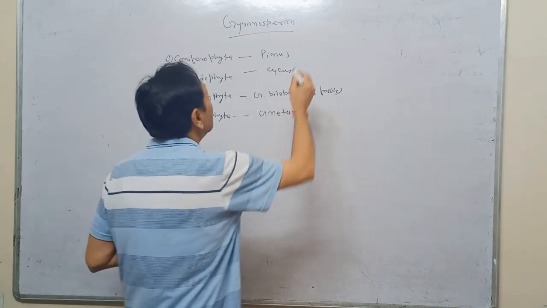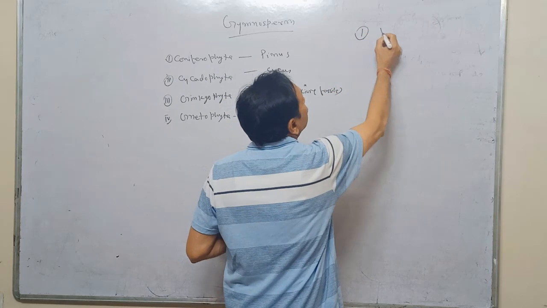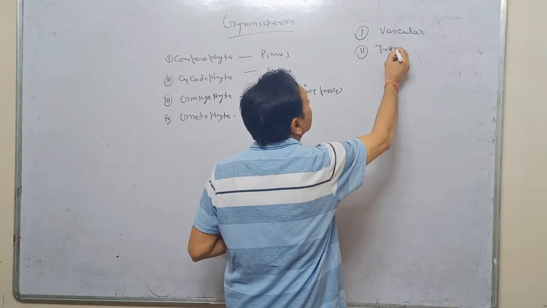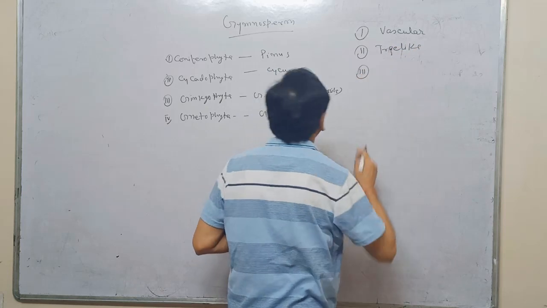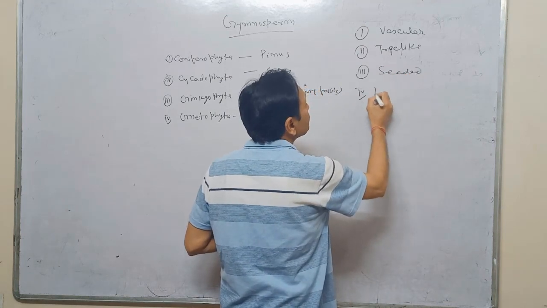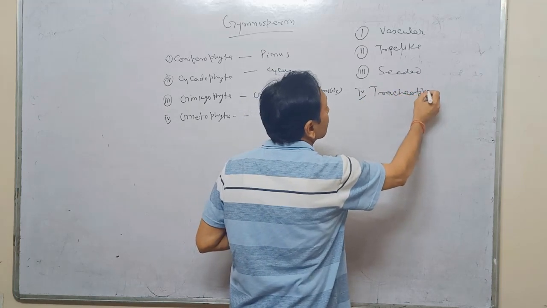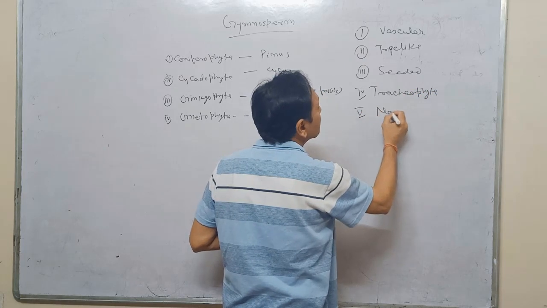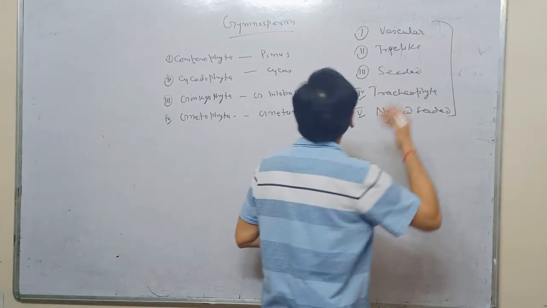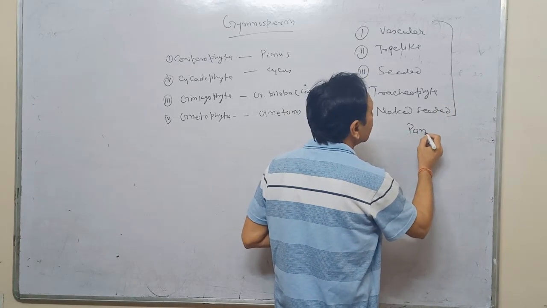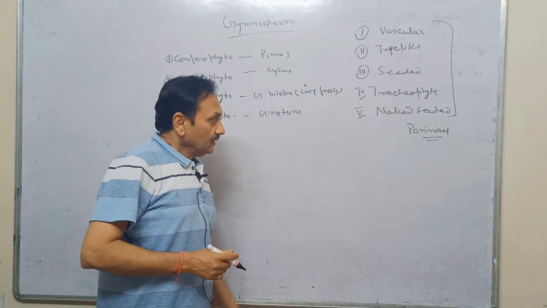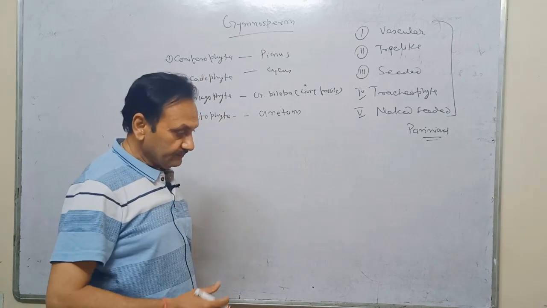Gymnosperm is the vascular, tree-like, seeded tracheophyte but are naked seeded. Most of the gymnosperms are perennial. Perennial means they produce seeds many times in one lifespan.